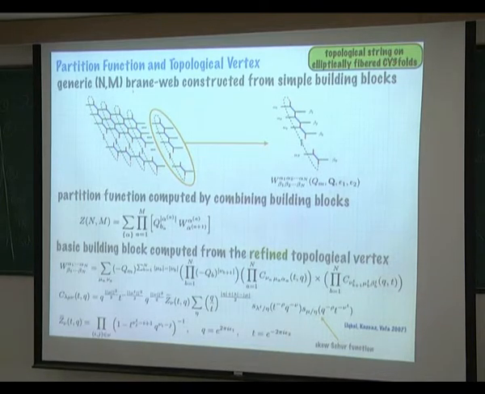Right, so that's a very algorithmic way. You can just take this and build up, by building blocks, whatever geometry and whatever brane web you want to have in a very straightforward manner.